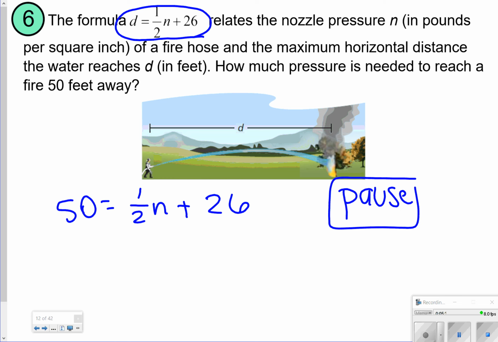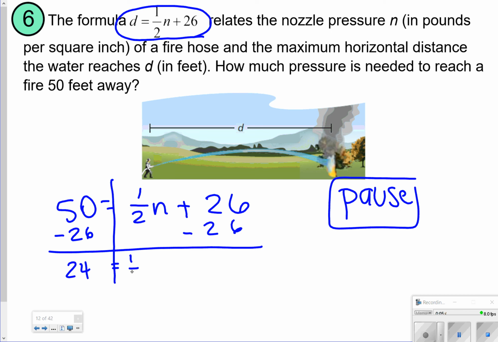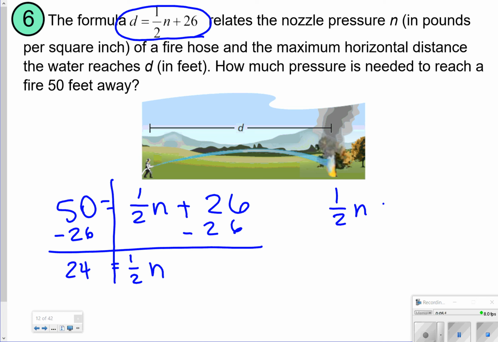Alright, so the first thing we're going to do is get rid of my addition or subtraction. So I'm going to be subtracting 26 from both sides. So 50 minus 26 is going to give me 24. So 24 is equal to 1/2 N. Okay, there are two different ways you can do this, and I'm going to rewrite this over here. 1/2 N is equal to 24.